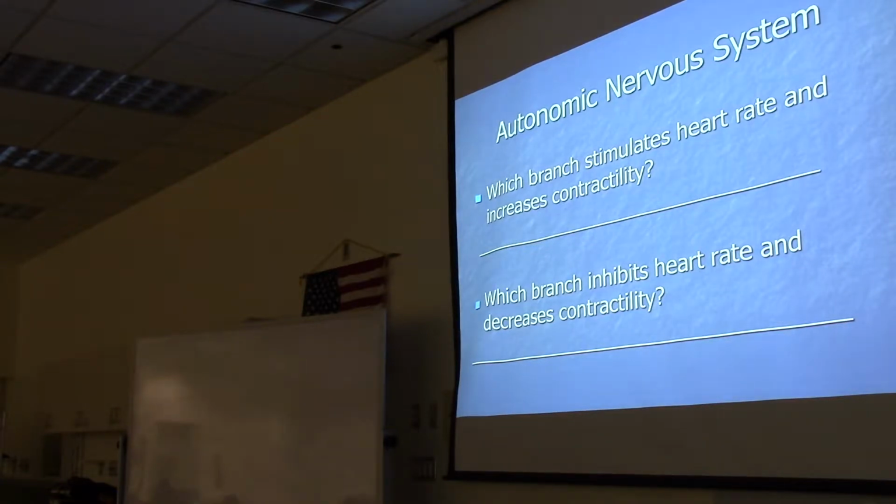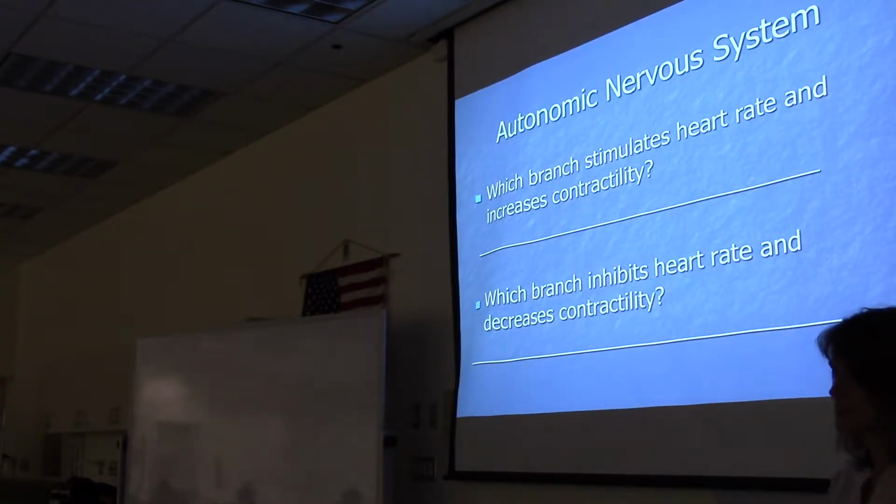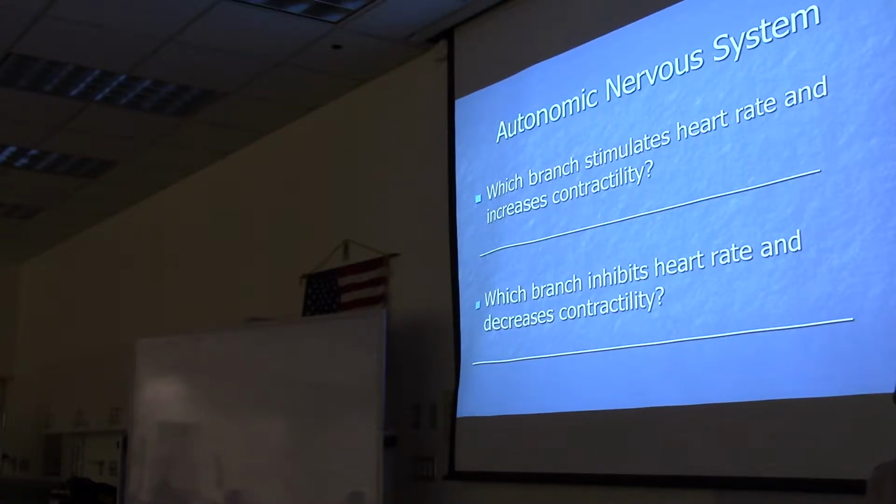All right, the autonomic nervous system innervates the heart. There's a branch that stimulates the heart rate and increases contractility. Which branch is that? Yes, the sympathetic nervous system of the autonomic nervous system. And which branch inhibits heart rate and decreases contractility? Yes, parasympathetic.